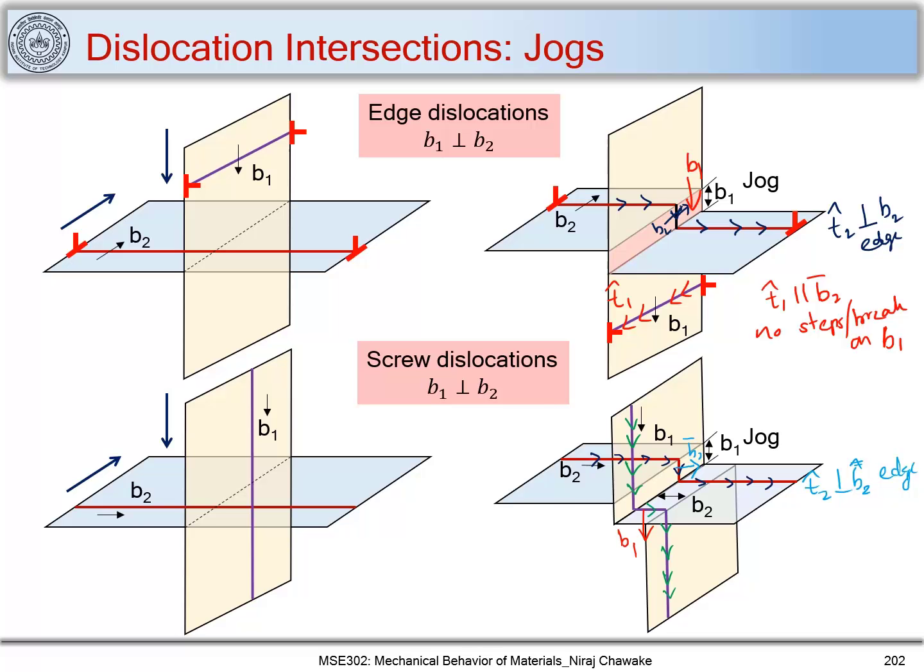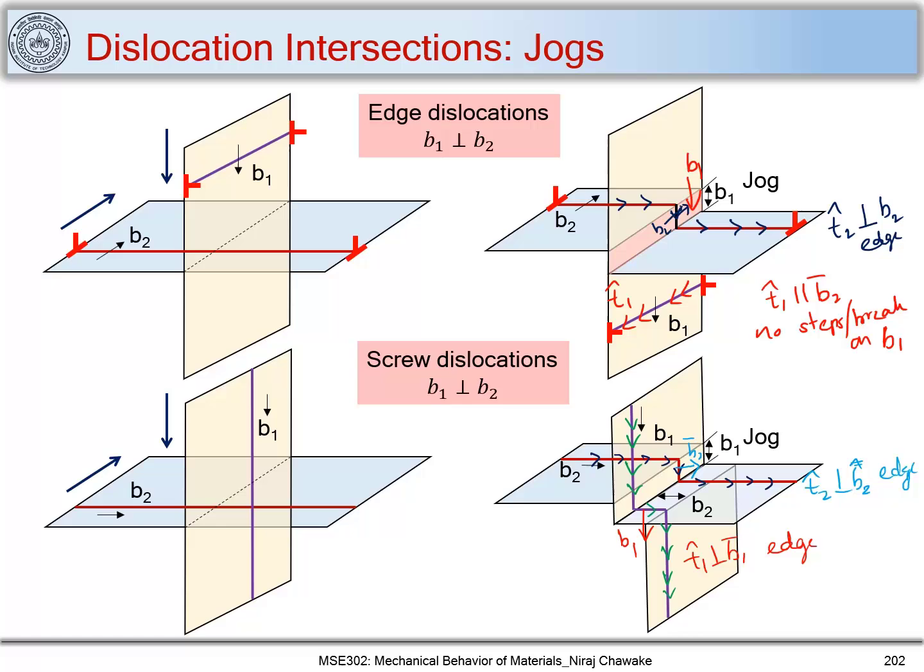Now you can see that the tangent vector, that is T1, is perpendicular to B1 and thus it has an edge character. So these jogs which are formed on the screw dislocations have an edge character, both jogs. So we have screw dislocations, but the jogs which are formed on them have an edge character. This edge character cannot move on any slip plane and thus it stops the motion of these dislocations, and thus it results in the strain hardening of the material.